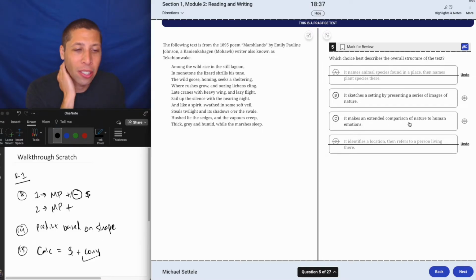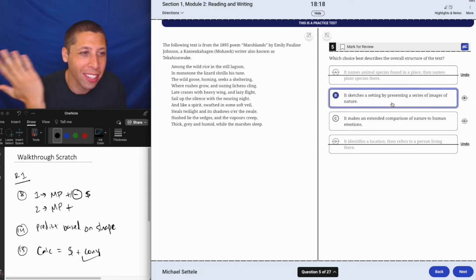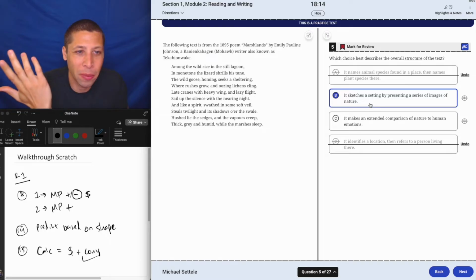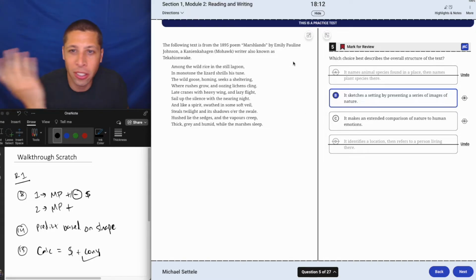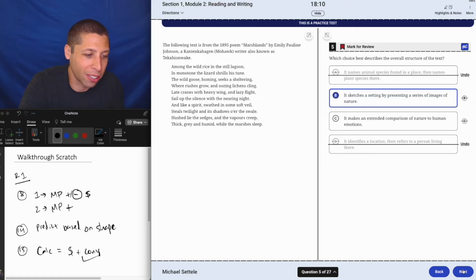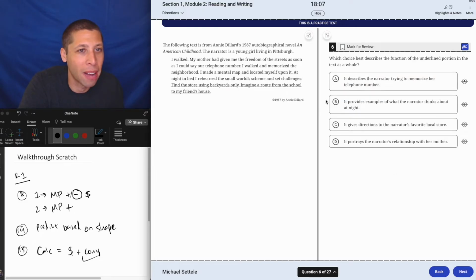An extended comparison of nature to human emotions. In the monotone, the lizard shrills his tune. The wild goose homing seeks a sheltering where rushes grow. What are the emotions? They're lazy. Steals twilight. It just seems like don't overthink it. I think it's this. It's just a bunch of images of nature, right? The cranes, the lizard, everything's just kind of sitting around. So I don't know. I'll come back, but it seems to just be obvious here.